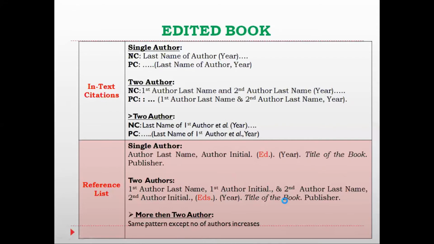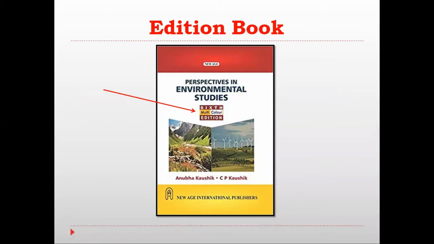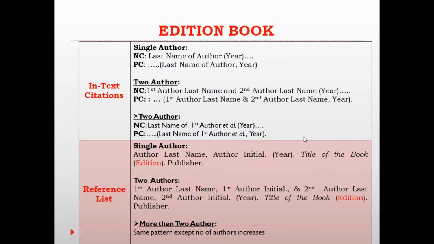All right. Next, there are books of different editions: first edition, second edition, third edition, fourth edition, and so on. How will you cite a book in this case? Similarly, the same pattern as the edited book. The in-text citation is exactly the same as that of an edited book. The only difference is that for a single author you have the author's last name and initial, for example Cruise, T., the year of publication, the title of the book. After the title of the book, you add the edition, which edition it is, fifth, sixth, seventh, and then the publisher.